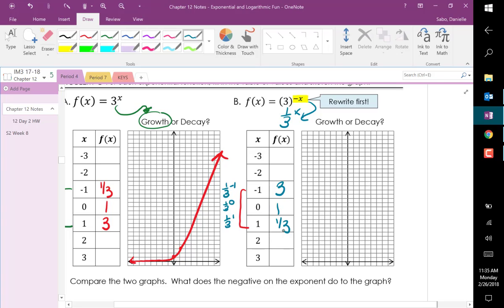If you notice, look at what happened. They just switched with each other, because that's what happens when you have a negative exponent. Everything switches. So let's plot that one this time. I have -1, up 1, 2, 3, 0, 1 still, and then 1/3 is about right there. And now we're going to be decaying, which means we're going to be going down. It's a bad graph, but going down, decaying.